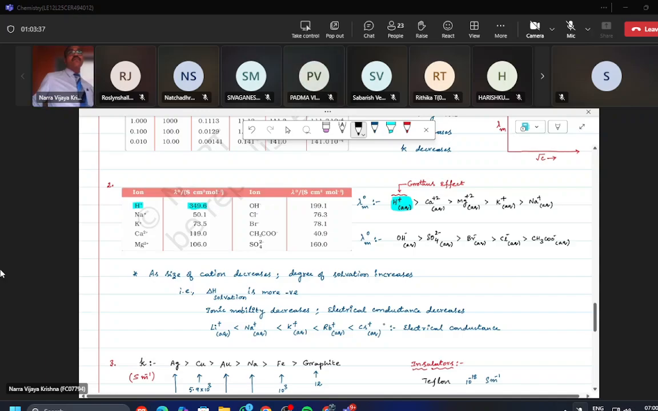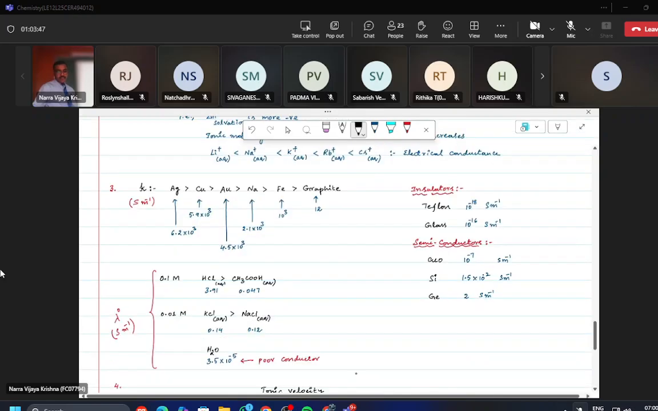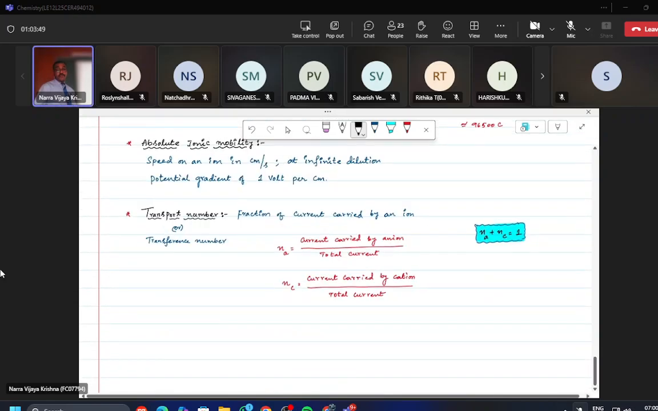Obviously, 1 mole of cations and anions, when the numbers of cations and anions become equal, is equal to 1 mole of salt. Over. Any questions further?